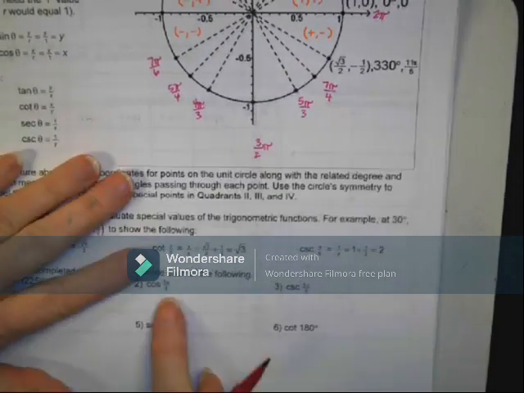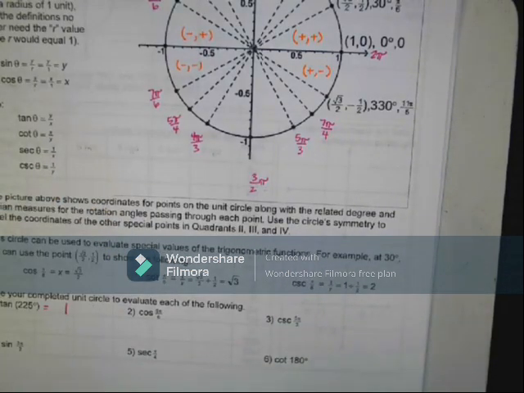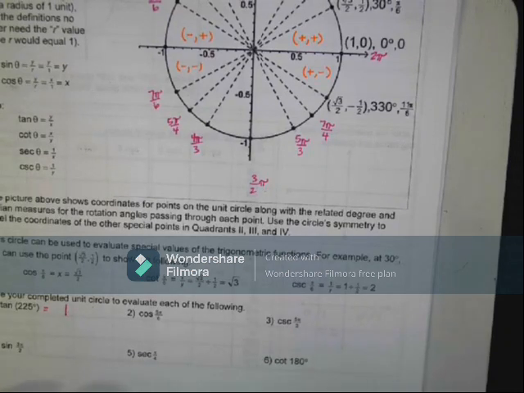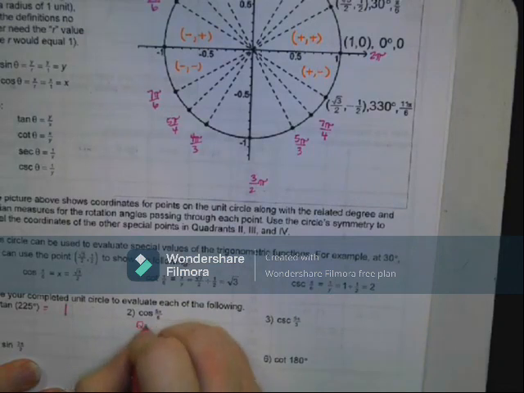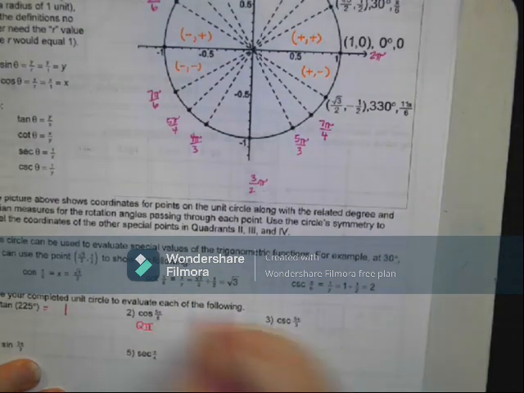Okay. So let's do cosine of 5 pi over 6. What quadrant would 5 pi over 6 be in? Quadrant 2. All right, so I'm in quadrant 2, and I'm going to use my reference angle of pi over 6.